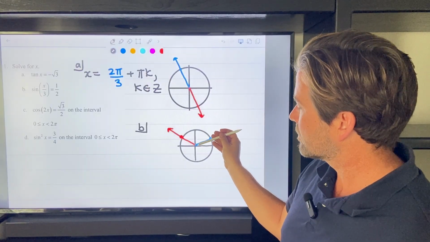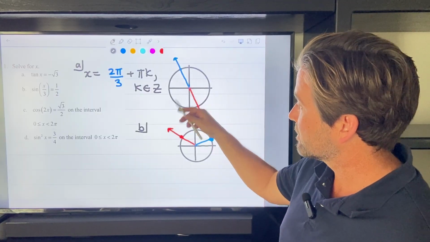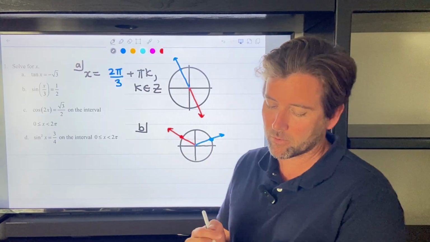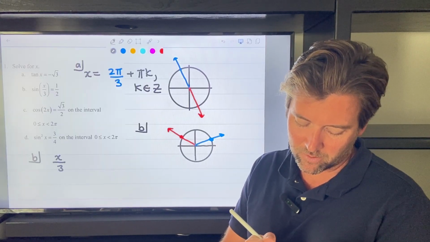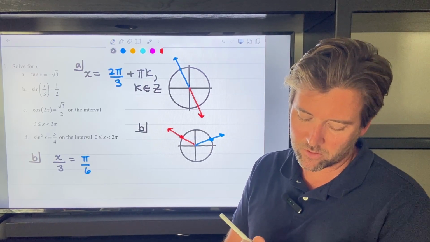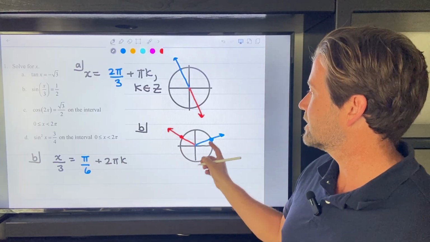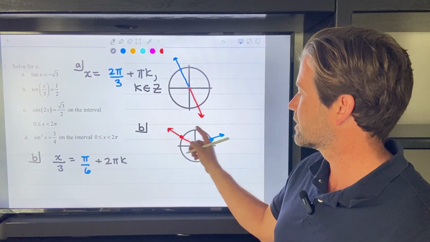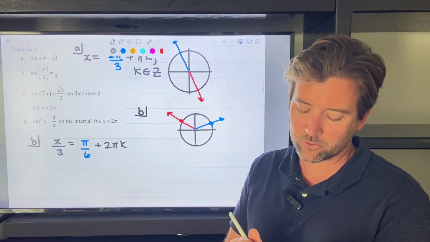Here, if I go from this blue angle over here, it's not going to be pi apart. I'm not going to be revolving pi. It's a smaller angle here and then a bigger one there. So I'm going to write two separate equations. So for part B, we have x over 3 equals the angle in blue, pi over 6, plus 2 pi k. That represents going around, adding 2 pi, and getting more and more solutions, or we could take away 2 pi. If k is negative 1, we'll be going clockwise 2 pi.